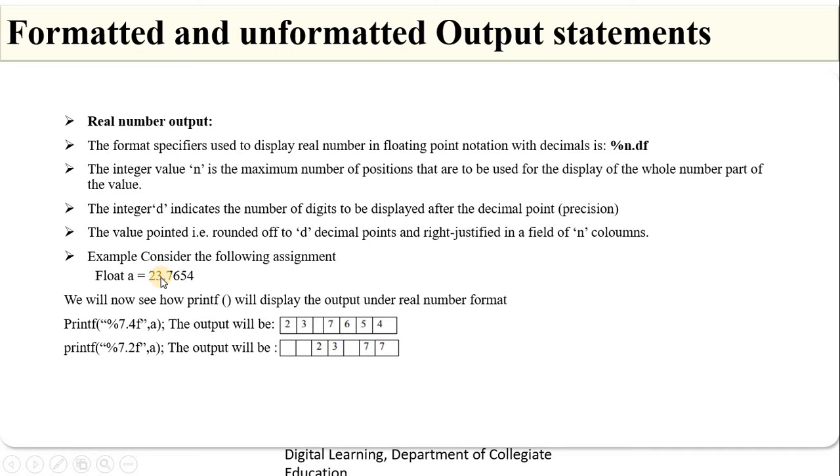and 23 will be there, 23.77, right? Thus it has 7 spaces, but it will be right justified, 23.77, and on the left side you have 2 blank spaces. If you put minus 7.2f, then it will be left justified.